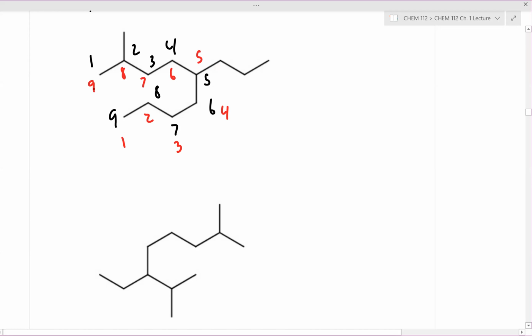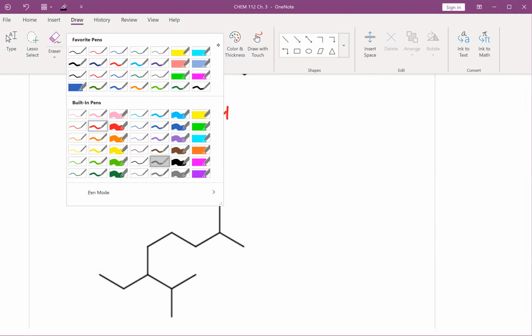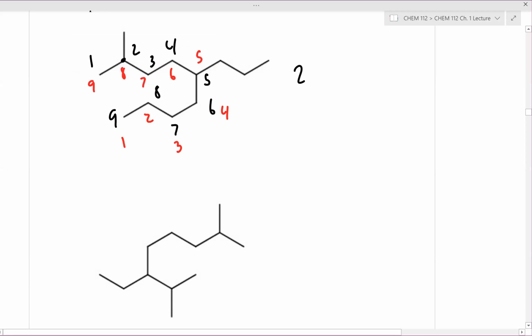So what method of counting gives us the smallest set of numbers and the smallest absolute number? Black. Yep. That gives us, at carbon 2, what do we have? What group do we have? Methyl. So this would be 2-methyl. And at carbon 5, we have what substituent? Propyl. Yep.